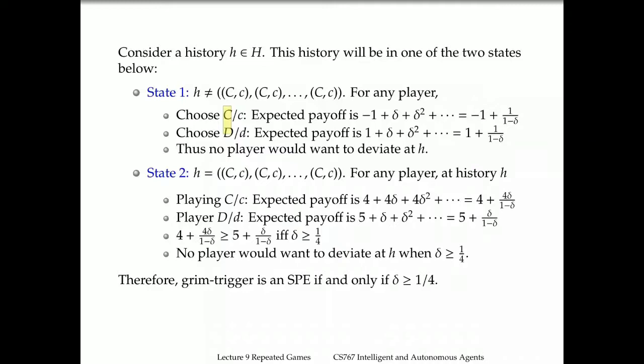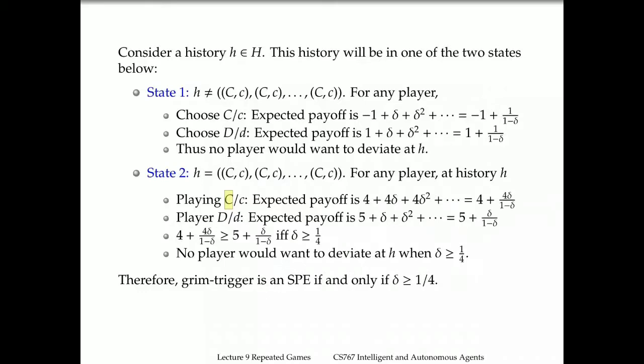That's the happy state, when the history consists of a sequence of mutual cooperations. Right? And according to the grim trigger strategy, both players should play cooperation. And now let's see whether this is actually giving the players the optimal expected payoff. So at this particular history, suppose I have a player who wants to play cooperation. What is the expected payoff?